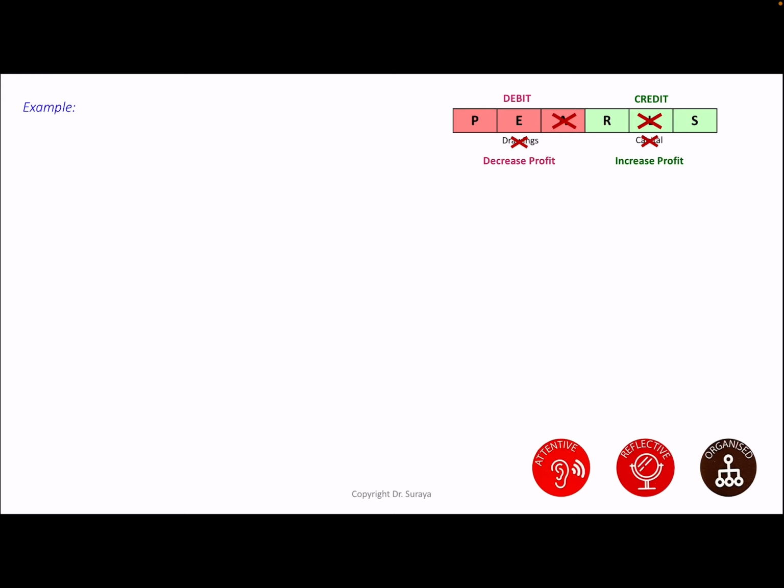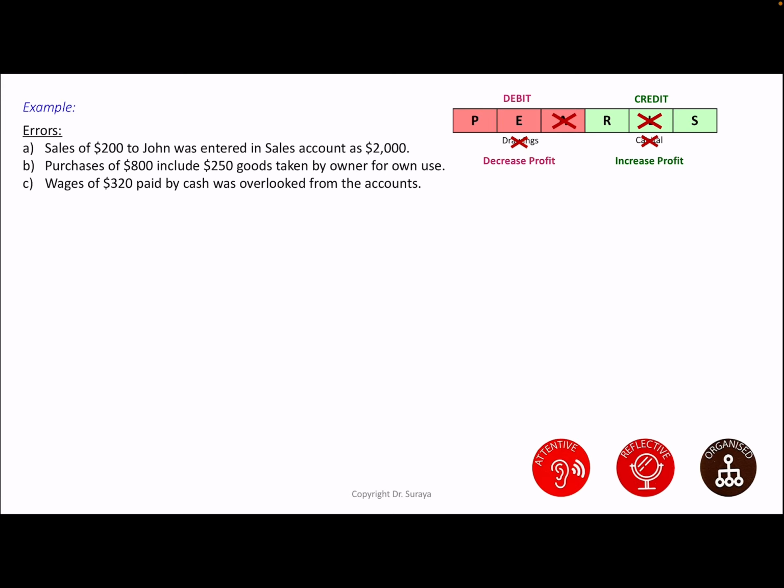Right. So let's take a look at this. Now these are examples of errors. Okay. So sales of 200 to John. Sales to John was entered in the sales account as 2,000 when it is only 200. So in your sales account, this is wrong and this is the correct amount. So how do you correct it? Okay. So sales, right? You need to remove 1,800, and there you go, suspense. That's how you correct A.